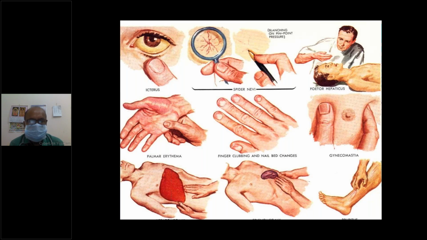And other features as we continue, one is spider nevi. Spider nevi you can see with bare eyes also, but here a hand lens is used to see the central arteriole with dilated or branching arterioles. You have to apply some pressure at the central part so that the branching blanches. If you release the pressure, it reappears. Commonly seen over the front and back of the chest and the head and neck region. This is spider nevi.